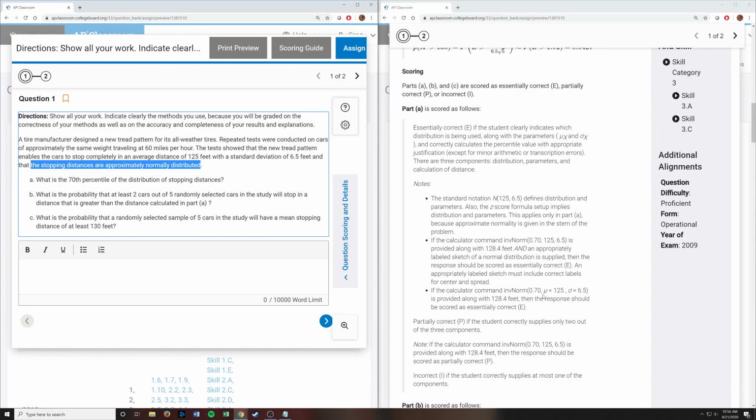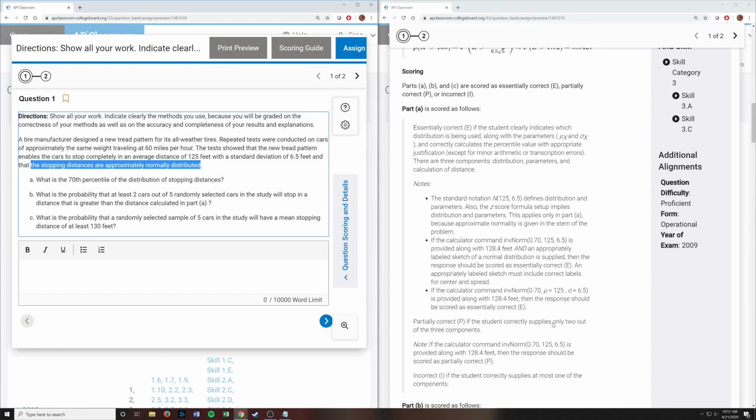Also, if you use inverse norm with the parameters included, so it's different than this one. This is strictly what you put in the calculator. Here you're saying what the mean and standard deviation are equal to. Then you don't even need the curve because you're showing that it's normal and what the mean and standard deviation are. So if you're going to write the calculator speak, I would put in at least what those numbers represent. That's a safe thing to do. But if you're going to use that calculator speak, I would also recommend drawing the curve.